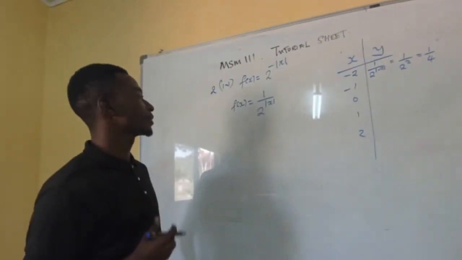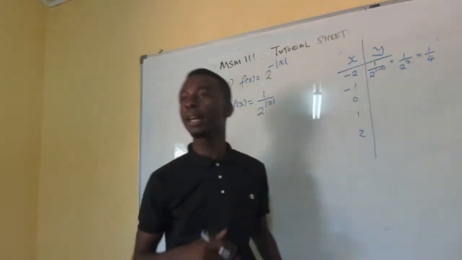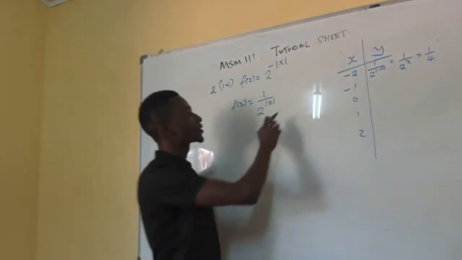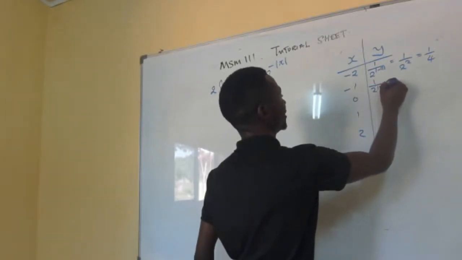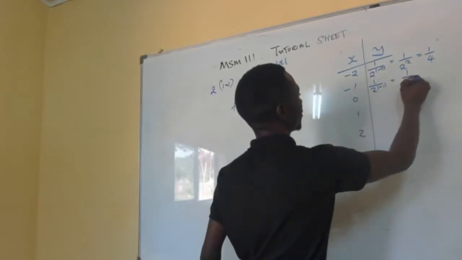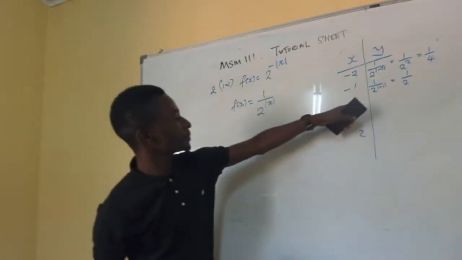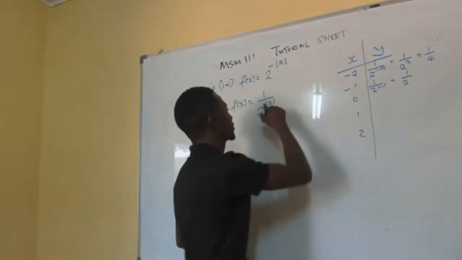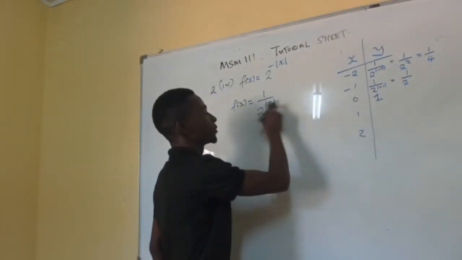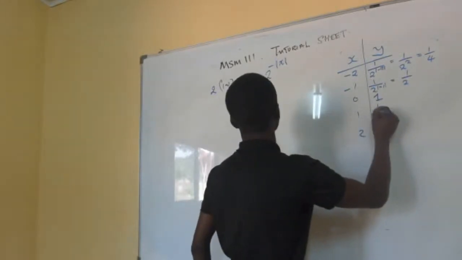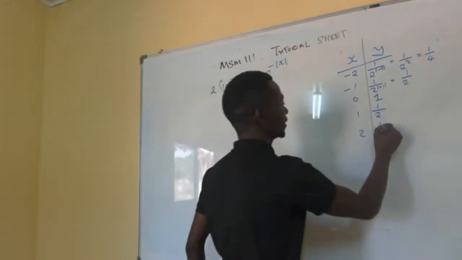So now from there we continue. We substitute again. Where there's x here, we put negative 1. Substituting, 1 over 2 to the power negative 1 is just the same as 1 over 2. Now we continue. If we substitute 0 there, we're getting 1. We substitute 1, we're getting 1 over 2. If we substitute 2 there, we're getting 1 over 4.